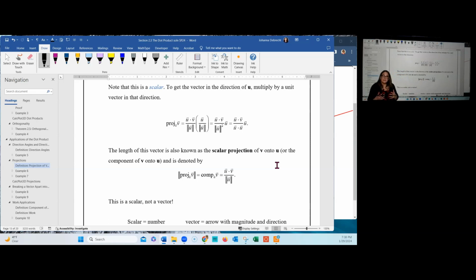So let's recap a little bit. Scalars are numbers. Vectors are arrows with magnitude and direction. The projection is the shadow cast by a vector onto another vector. The length of it is the component of it. The vector itself is U dot V divided by U dot U times the vector U.